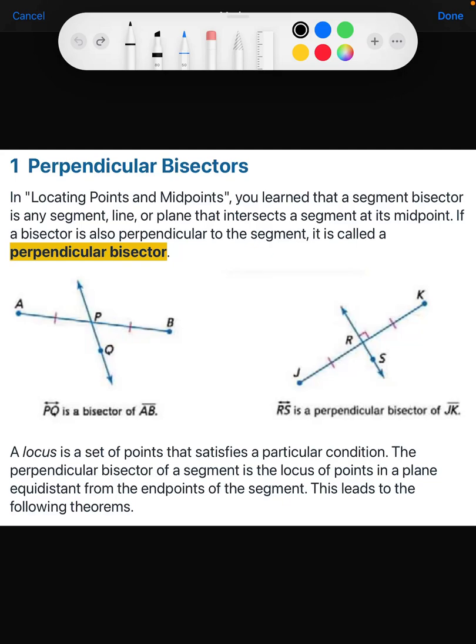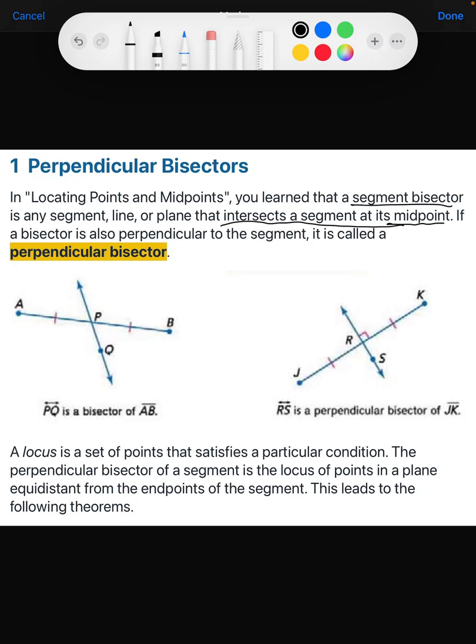This video will look at perpendicular bisectors. In locating points and midpoints, we learned that a segment bisector is any segment, line, or plane that intersects a segment at its midpoint. So that's the key there. It's going to intersect a segment at its midpoint.